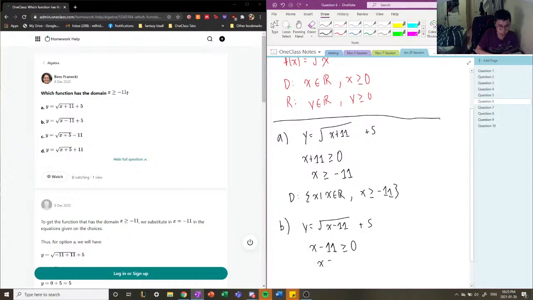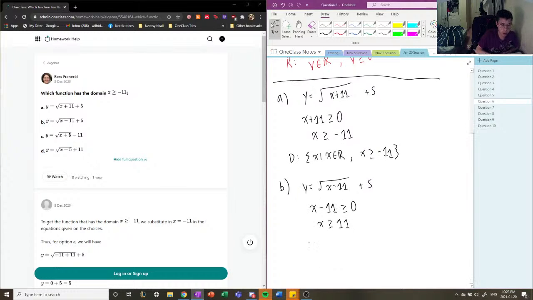So if we isolate for x, we have x has to be greater or equal to 11, right? So if x is less than 11, so let's say x is 10, then this function is going to be a square root of a negative number, and we cannot evaluate it, and it's not defined, at least in the real number set. Okay, so because of that, our domain here is going to be x such that x belongs to all real values, but x has to be greater or equal to 11.